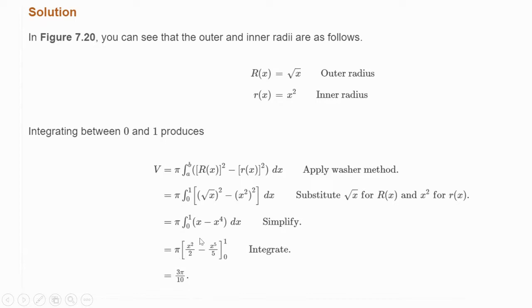So this is pi, and now I have to integrate this. I add 1 to the exponent and divide by the new exponent, and this minus sign is that minus sign. For x to the 4th, I add 1 to the exponent and divide by the new exponent, and I get x to the 5th over 5. I have to plug in these values. Plugging in 0 is easy because that's going to be 0. But when I plug in 1, I'm going to have 1/2 minus 1/5, which is 3 over 10. I multiply by pi, so the answer is 3 over 10 pi.